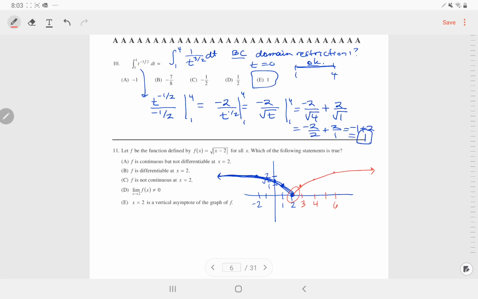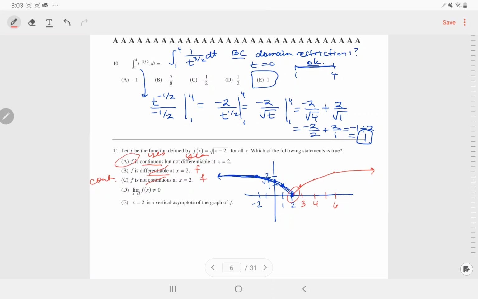I think that's undefined there. I think the derivative is undefined. So is it differentiable? No, it's not differentiable. Is it not continuous? It's continuous. So this would be false. Is it differentiable? False. It is continuous, yes. It is not differentiable, yes, because it's sharp.